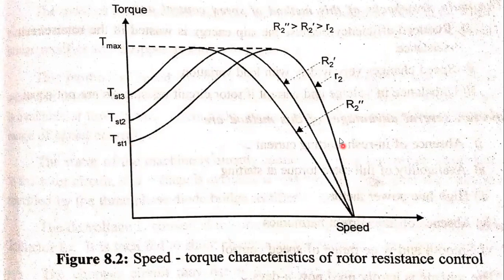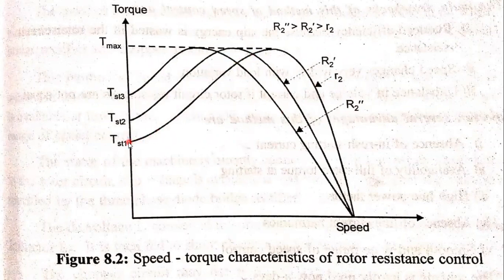So by varying the rotor resistance like this, R2 double dash is greater than R2 dash, which is greater than R2. This is called R2 double dash, and this is called R2 dash.